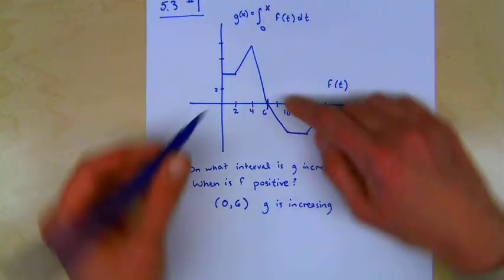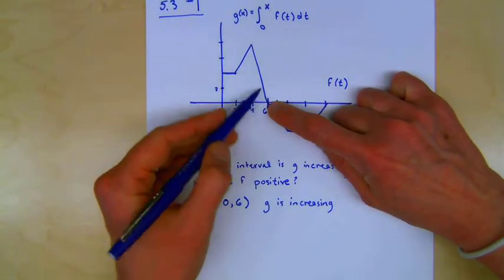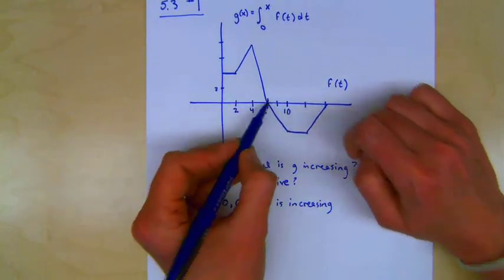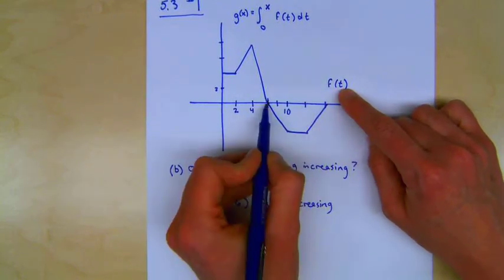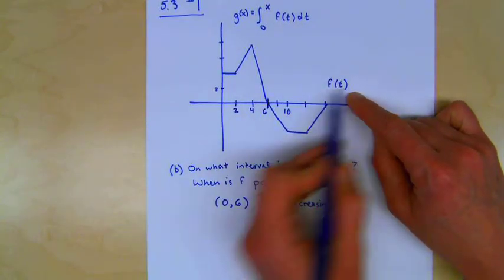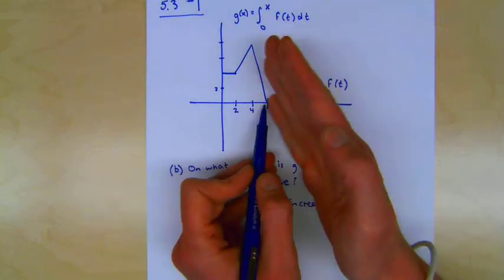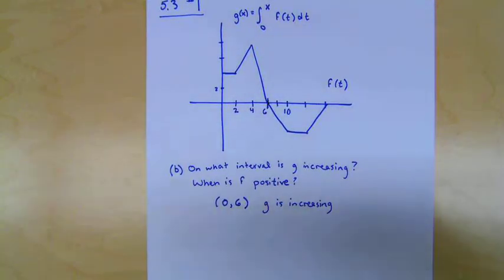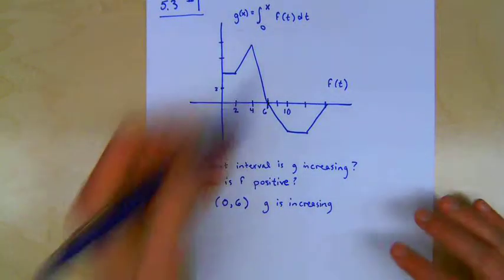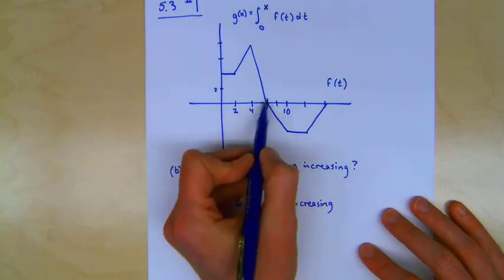So in general, the places where it switches from increasing to decreasing are going to be where my derivative function is equal to 0. You can think of this f function as your derivative function, and so when my derivative is 0, that's when my function has a critical point, and that's in this case here at this point.